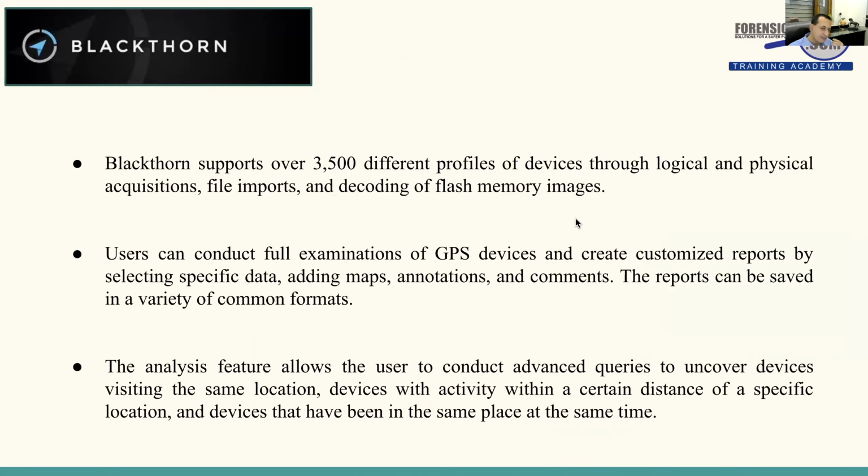And it supports over 3,500 different profiles, logical and physical. And you can even decode the flash memory images, full examinations. You can add maps, annotations, comments if somebody has added. Sometimes, in a GPS, you give a name to that location, or you write the name of a person who will come and meet you at that location. So you say, okay, I'm going to be met by Sonu at this location. So Sonu's name will be there, and then that Sonu at least is indicative to whoever is doing the forensic examination that at this location there was somebody called Sonu who was there.